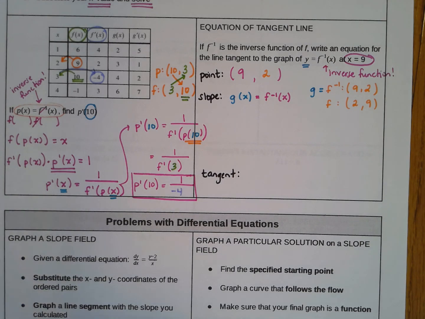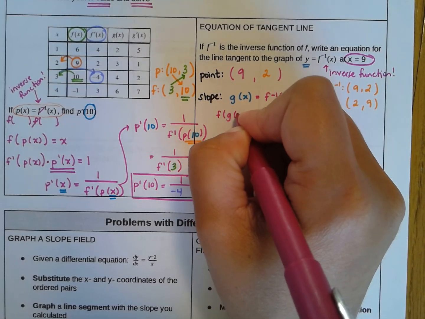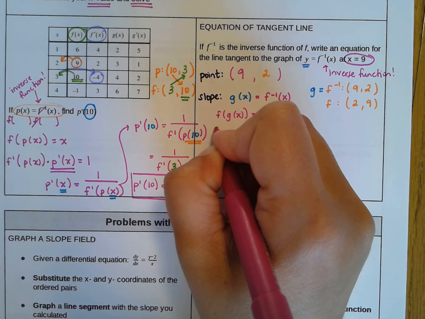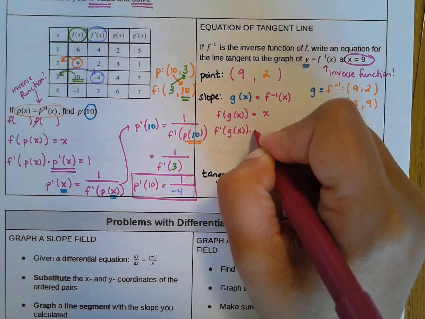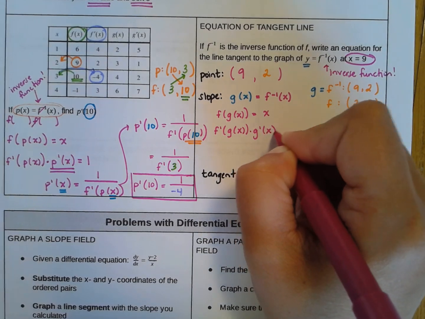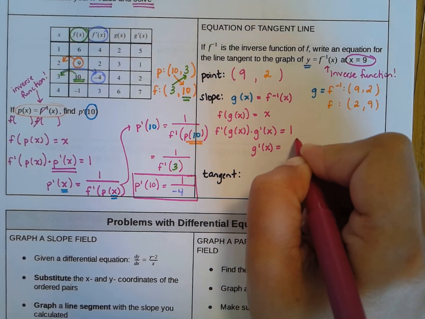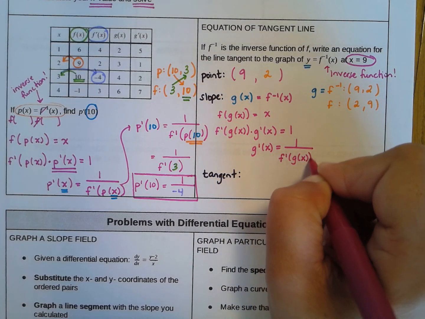Now to get the slope, I'm going to follow the same kind of process I followed here. So I'm going to f both sides. So I'm going to have f of g of x equals x. I'm going to take the derivative, so f prime of g of x, and then apply the chain rule times g prime of x is equal to 1, which means g prime of x is equal to 1 over f prime of g of x.